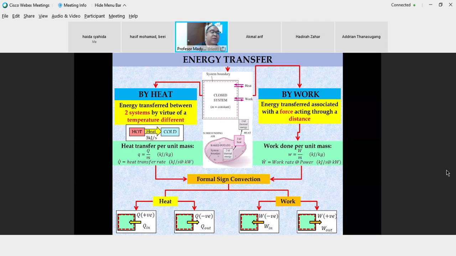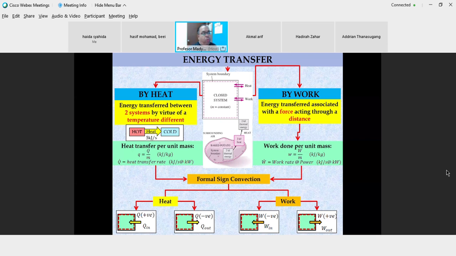And then when there is work, how do they define work? Energy transfer associated with a force acting through a distance. The effect of distance, that is what becomes work. And normally work is based on a change of distance. It has the effect of time. So work is in the form of per second. Kilojoule is heat, that's energy. Energy per second is work.